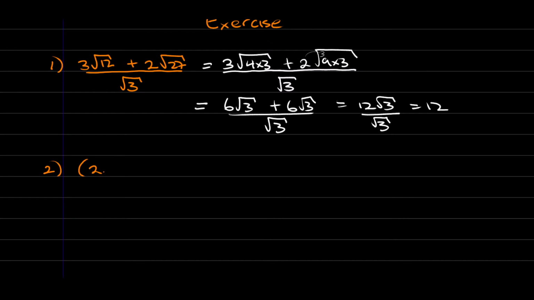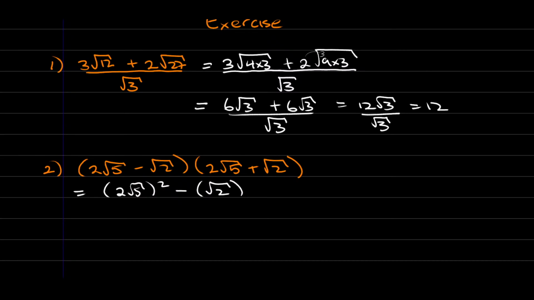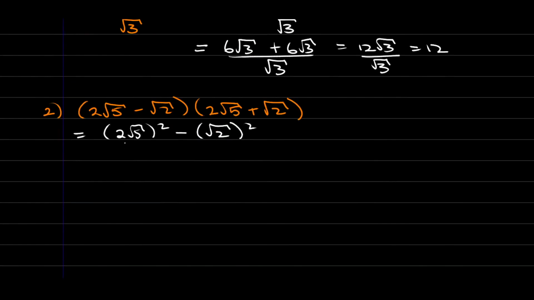And we're seeing 2 root of 5 minus root of 2, close bracket, open bracket, 2 root of 5 plus root of 2. Again, this is difference of two squares right here, so you can simply apply that. You can say this is going to be 2 root of 5 squared minus root of 2 squared. That would square the 2, multiply by the 5, and then we minus the square of root 2. So we're going to have 4 by 5, which is 20, 20 minus 2, which is going to be 18. Right? Simple answers. Let's go to number 3.